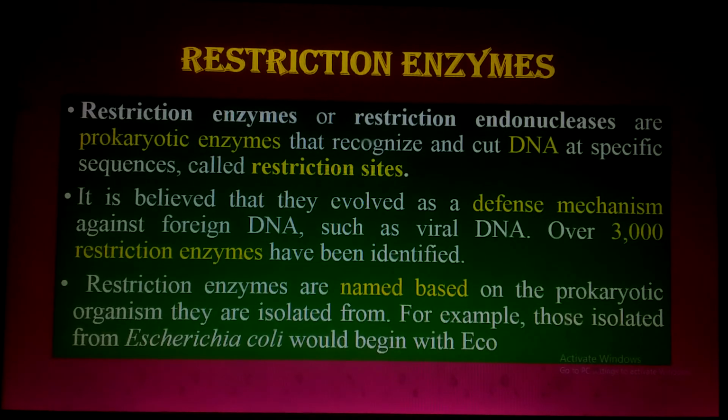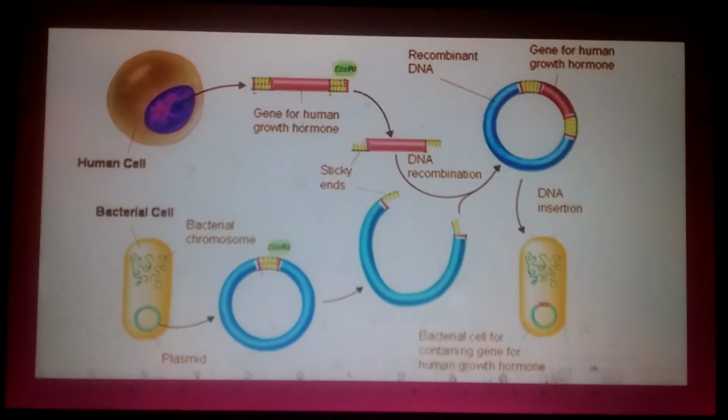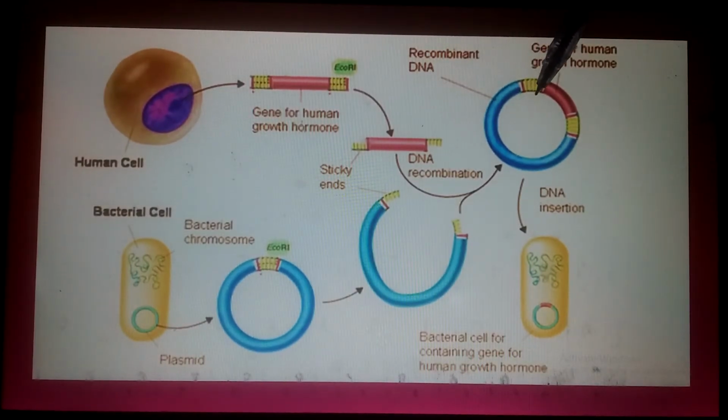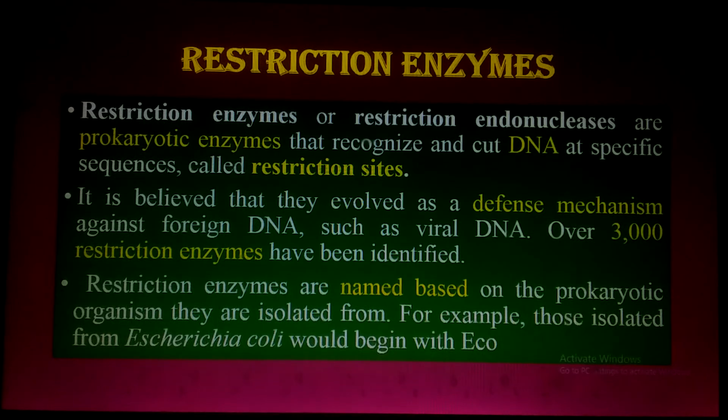Okay. So first of all, here I'm going to give you some information about the restriction enzymes. What are restriction enzymes? They are also known as restriction endonucleases, prokaryotic enzymes that recognize and cut DNA at specific sequences, and these sequences are known as restriction sites. As you can see here, this is the restriction site in the bacterial plasmid or bacterial DNA, and this is the restriction site in the chromosome or DNA of the human cell. So restriction sites are those sites at which the restriction enzyme cuts the DNA.